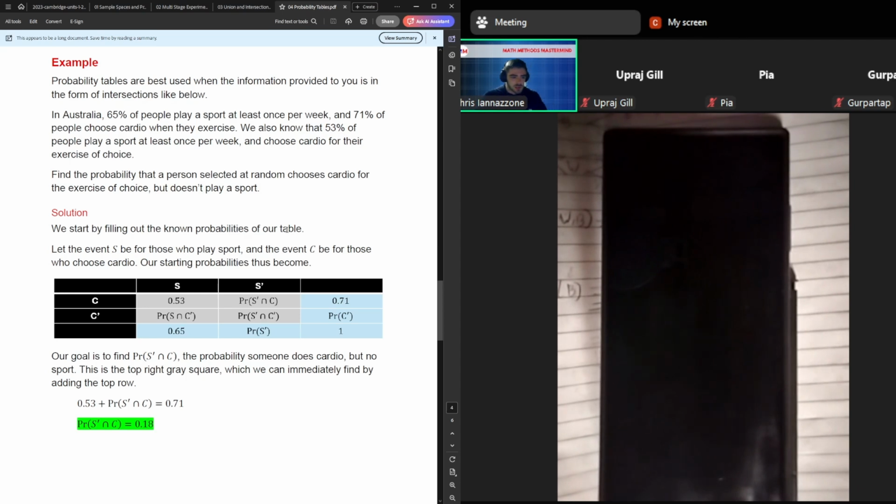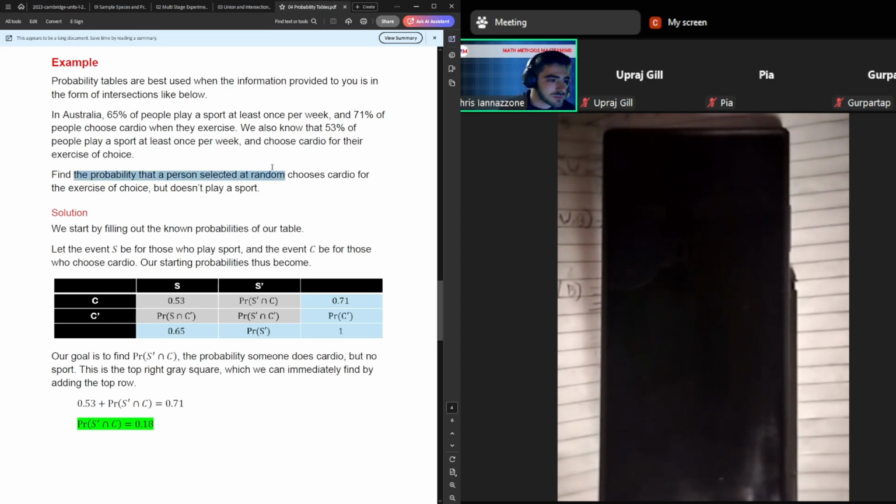To solve any probability table, to complete it, you need to have at least something on the outside and at least one thing on the inside. If you have that, then you can always just do your addition or subtraction to get the terms that you care about.